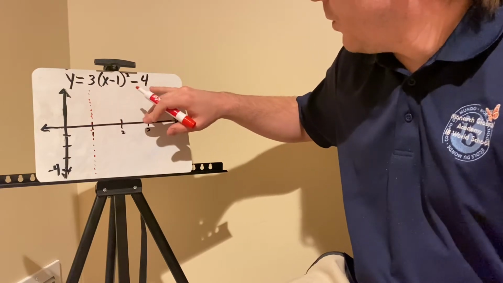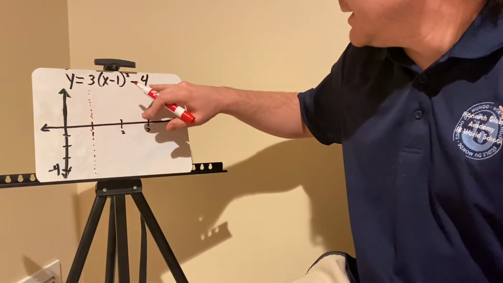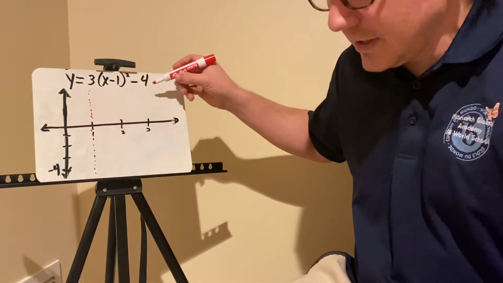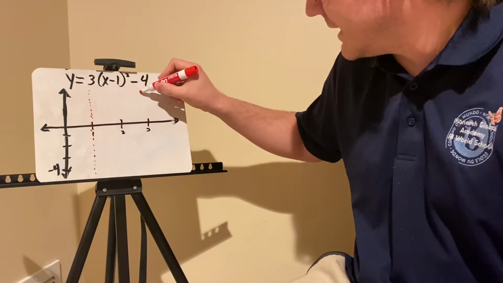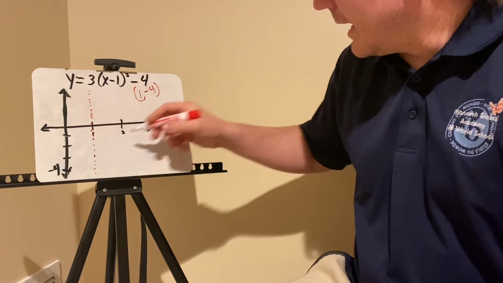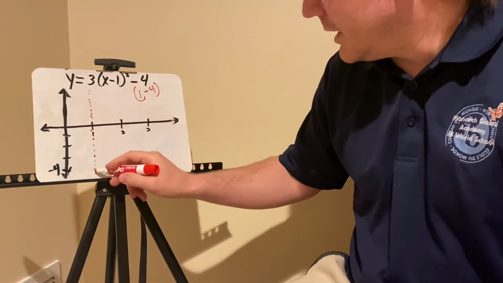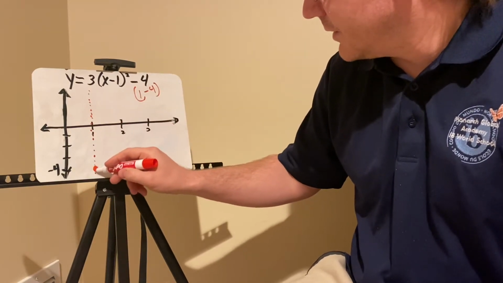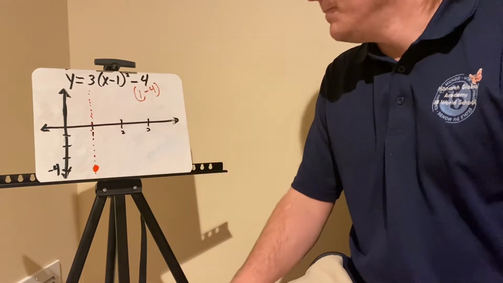Okay, and then you have 4. So in this case, it's minus 4, which actually would be interpreted as a negative. So your vertex is going to be (1, negative 4). And so at (1, negative 4), right here is my vertex. And I can now sketch the graph.